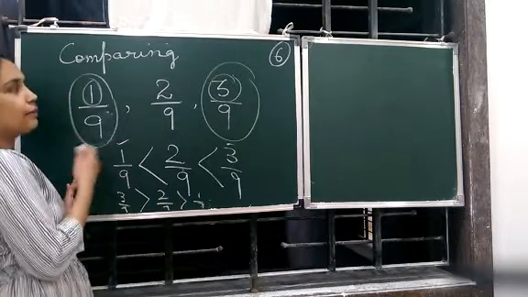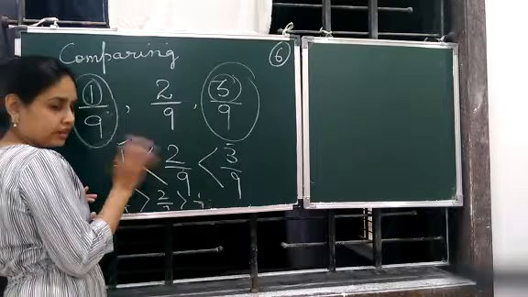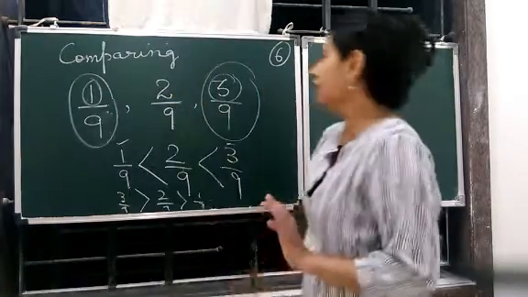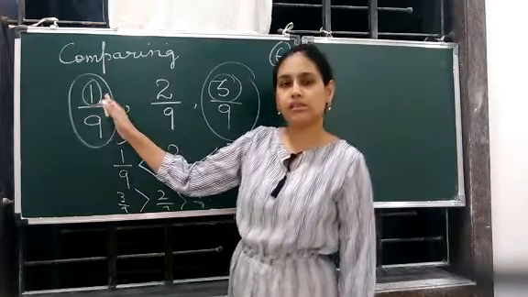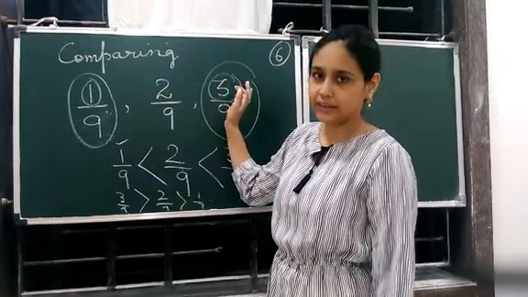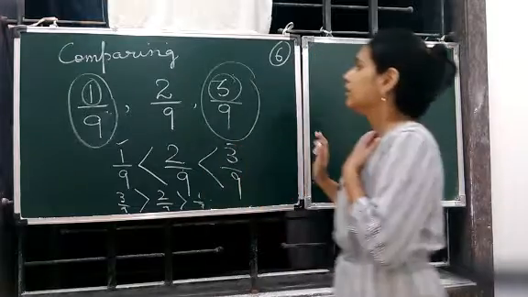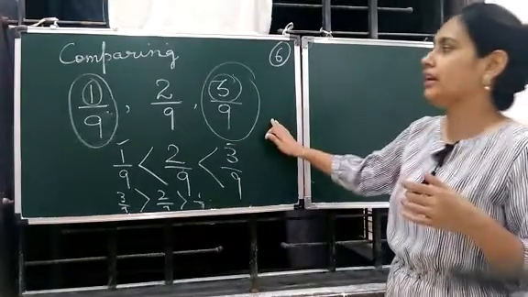Okay. So when we compare like fractions, it is very simple. You know why? Because when we are comparing like fractions, we just compare the numerators. The small remains small, the bigger remains bigger. Okay. So this is when we are comparing like fractions.